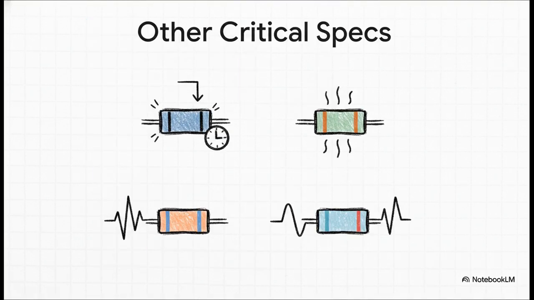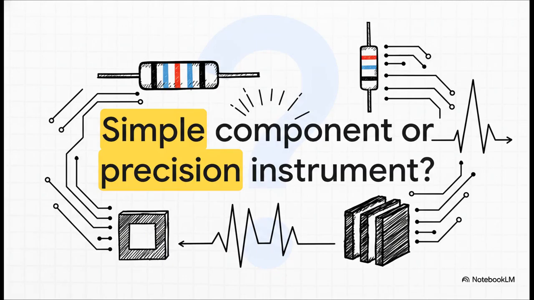And it doesn't even stop there. Engineers also have to worry about stability over time. We call it aging. They have to ask, how well does this thing get rid of heat? How much electrical noise does it generate all by itself? And how does its behavior change when we start dealing with really high frequencies? All of these factors are absolutely critical for a robust, professional design. So we come all the way back to the beginning. Is a resistor just a simple component, or is it a precision instrument with a complex personality? Well, now you know the answer. It's both. And the next time you see one, you'll understand all the deep engineering that's hidden inside that tiny little package.